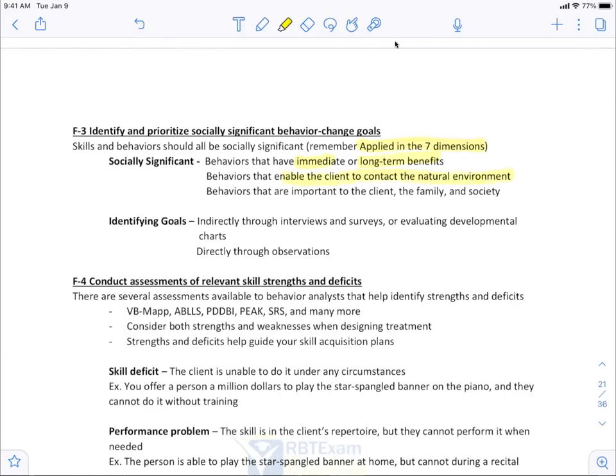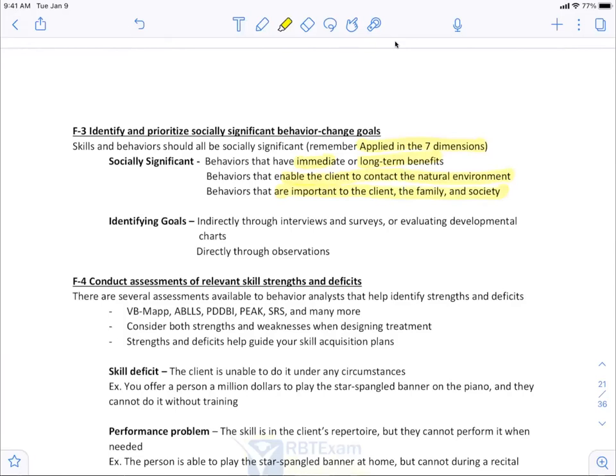Whenever we're programming, we need to program so that when we're done teaching and services are done, is our client contacting reinforcement in the natural environment? Does this behavior matter in the natural environment? If the behavior only matters in a confined space, is it actually worth working on? And the behaviors need to be important to the client, the family, and society, which leaves a little wiggle room when you're doing your assessment and evaluating what's important to clients, because what's important to one client might not be important to other clients. But that's a line you have to walk.